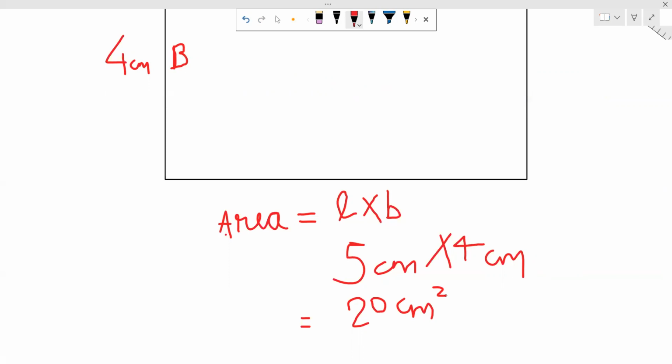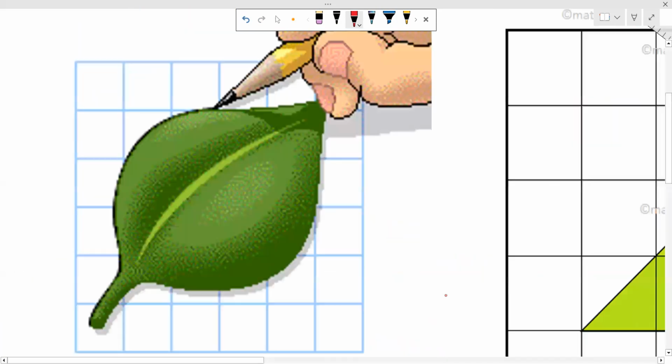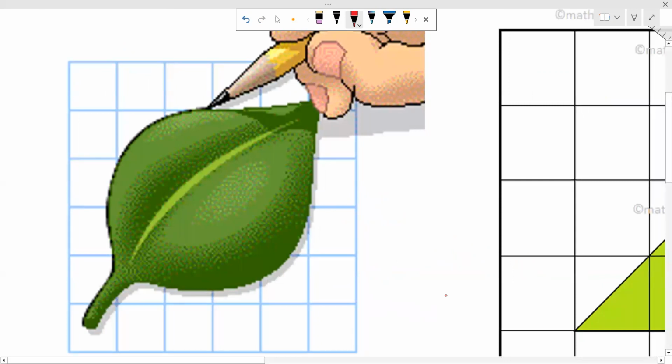Now, if there is some irregular shape given, like this leaf, how will you find the area of the leaf? First, you have to find the number of complete squares. This is a complete square. The number of complete squares you have to find.